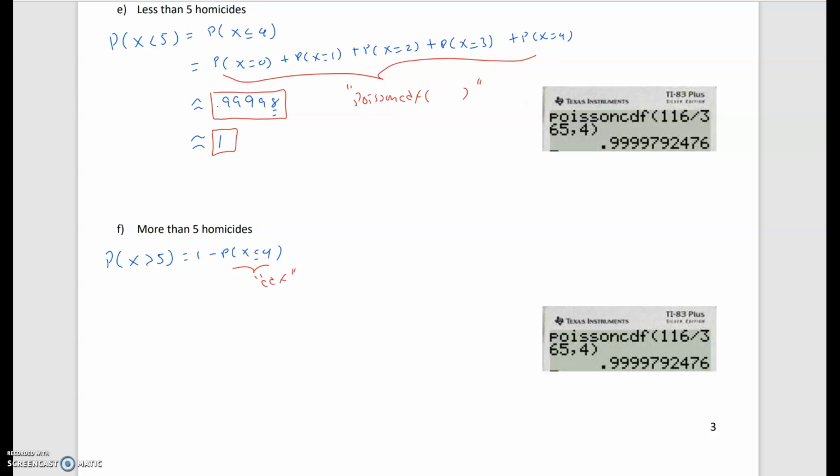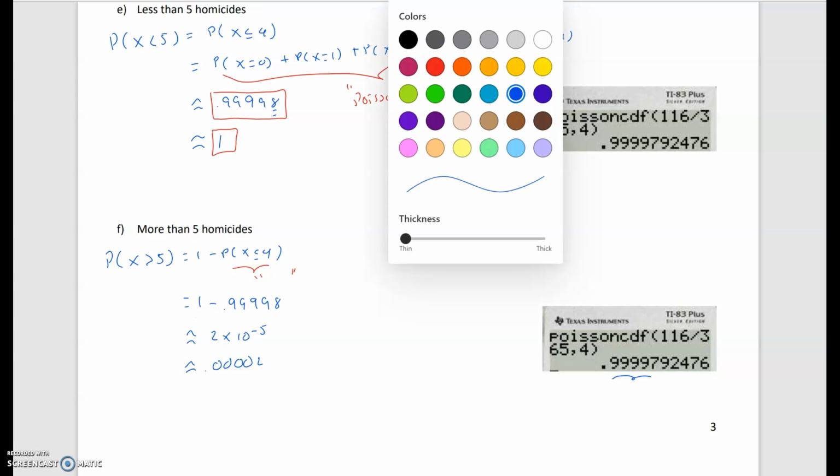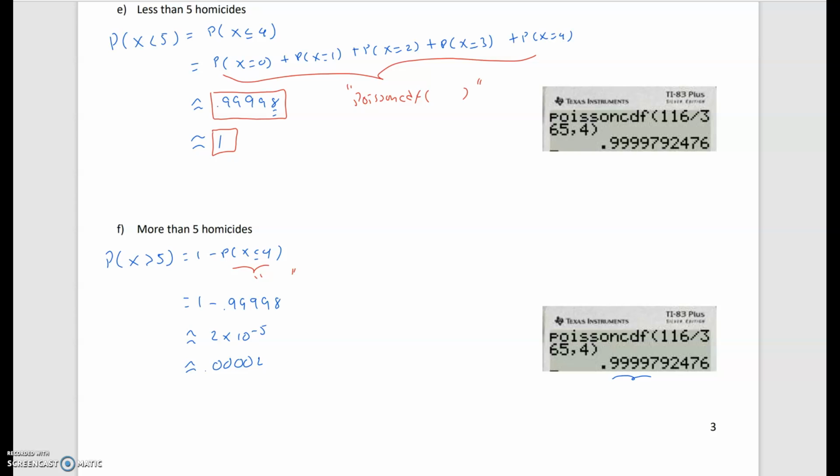And this is going to give us 1 minus the calculation. I'm just going to carry out to 5 places. So 1 minus 0.99. So the complement would give us the 0.99998. 1 minus that, as scientific notation, is 2 times 10 to the negative 5, or 0.00002.